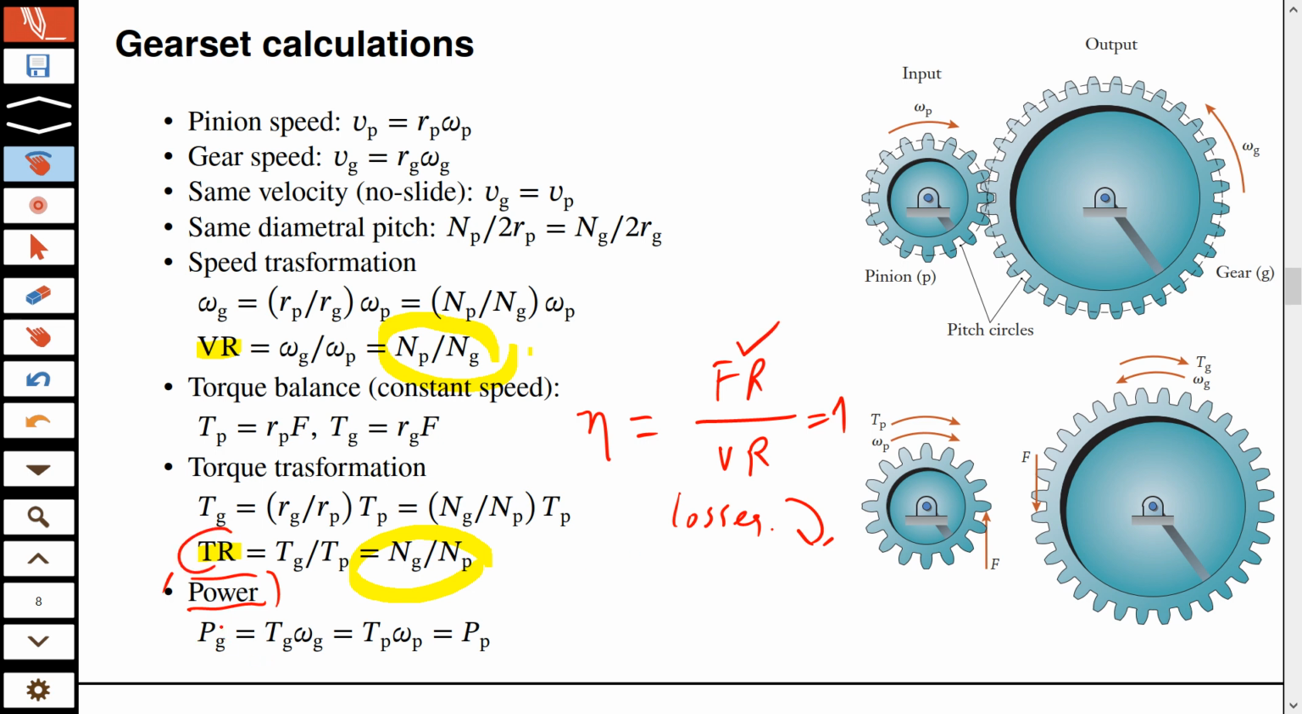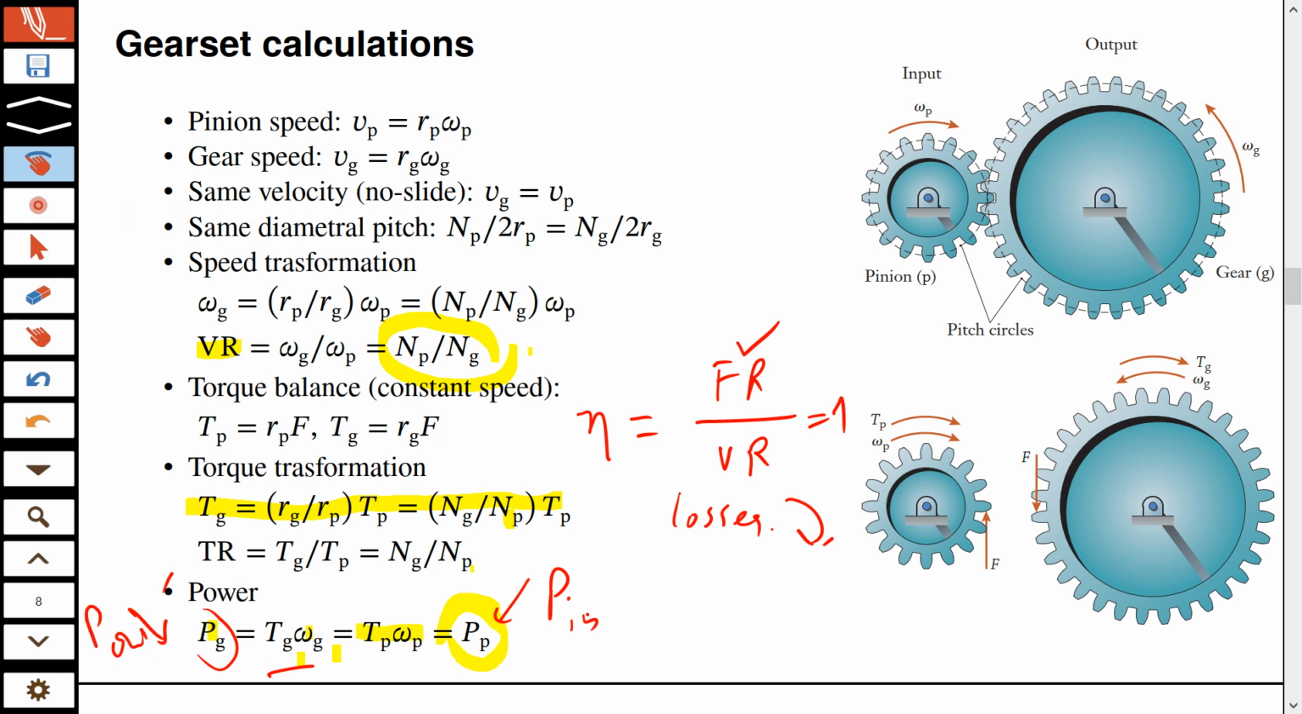So let's say Pg, power at the output, is simply torque times angular speed, Tg omega g. And because of this torque ratio, or because of this transformation, you can plug the value of Tg in terms of Tp, and if you cancel out all these teeth ratios, you will see that Tg omega g is the same as Tp omega p, and that is actually the power for the pinion. So this is the input power, and this is the output power.